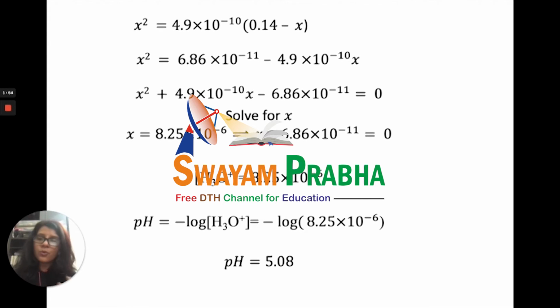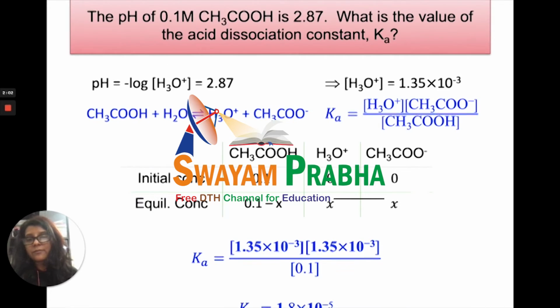You could have also done something else. You could have ignored X in the denominator, because our Ka value was anyways very low. So I could have also ignored it. But here we have not ignored. But if you would have ignored it, you would have still got almost the same answer.